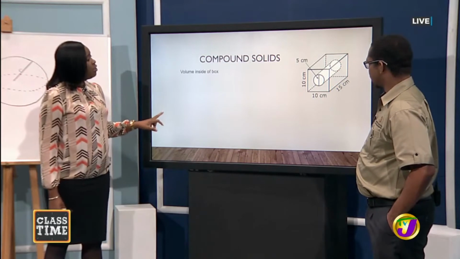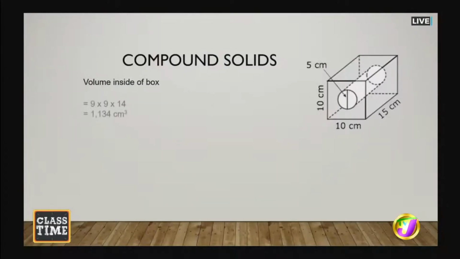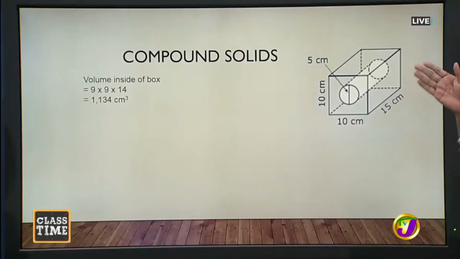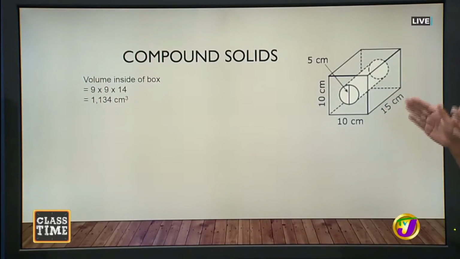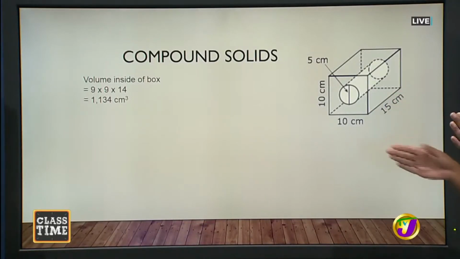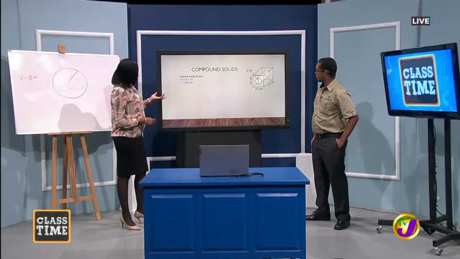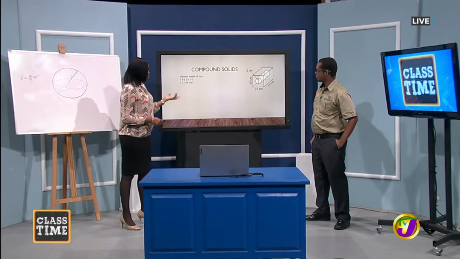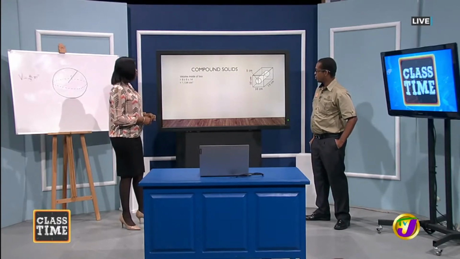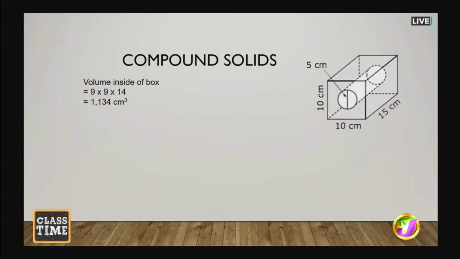Okay. So if we are taking the dimension, especially on this rectangular face, and we take half a centimeter on each side, we're left with 9 for that dimension and 14 for the other dimension. And working with what we have, area of cross-section times the height would give us a volume of 1,134 cubic centimeters.